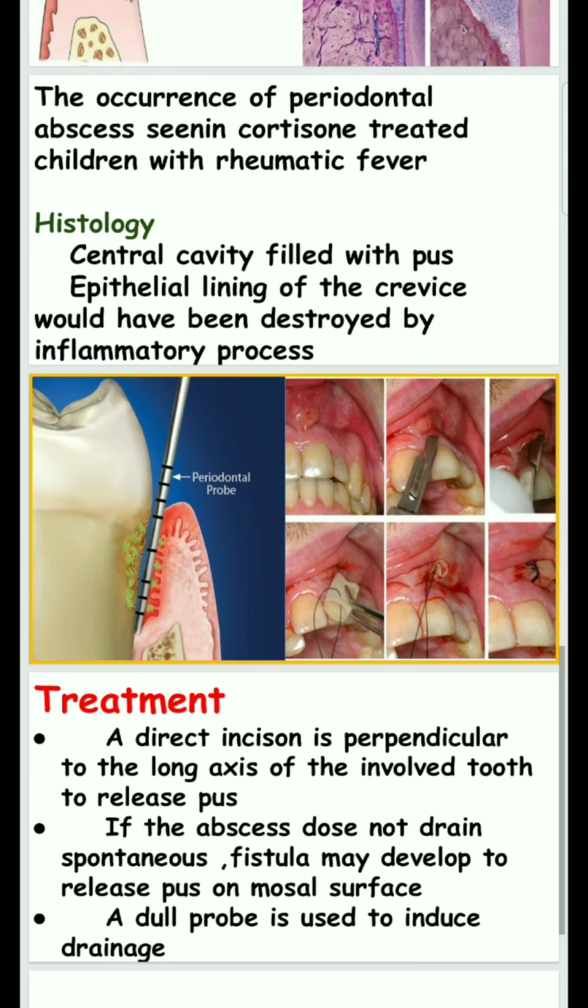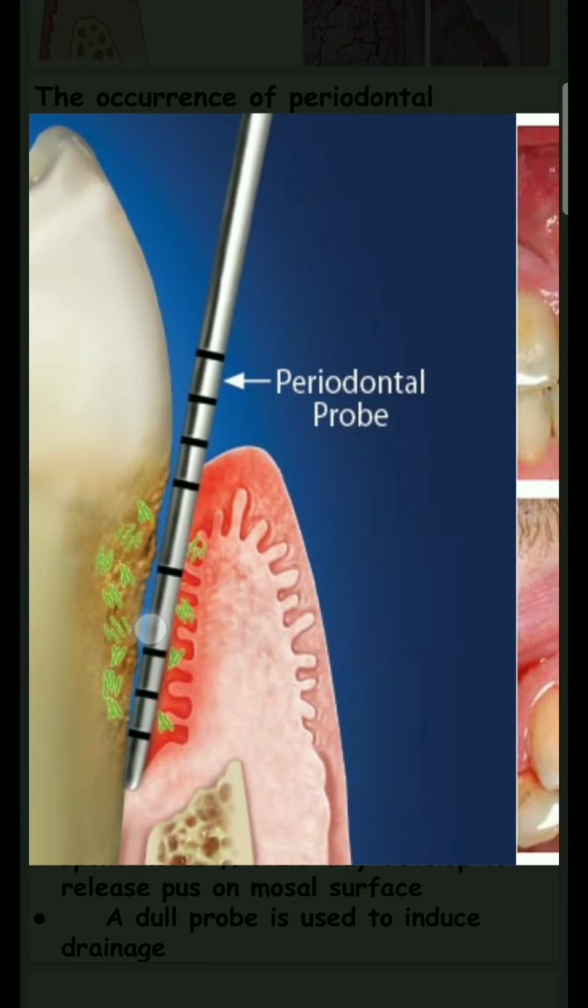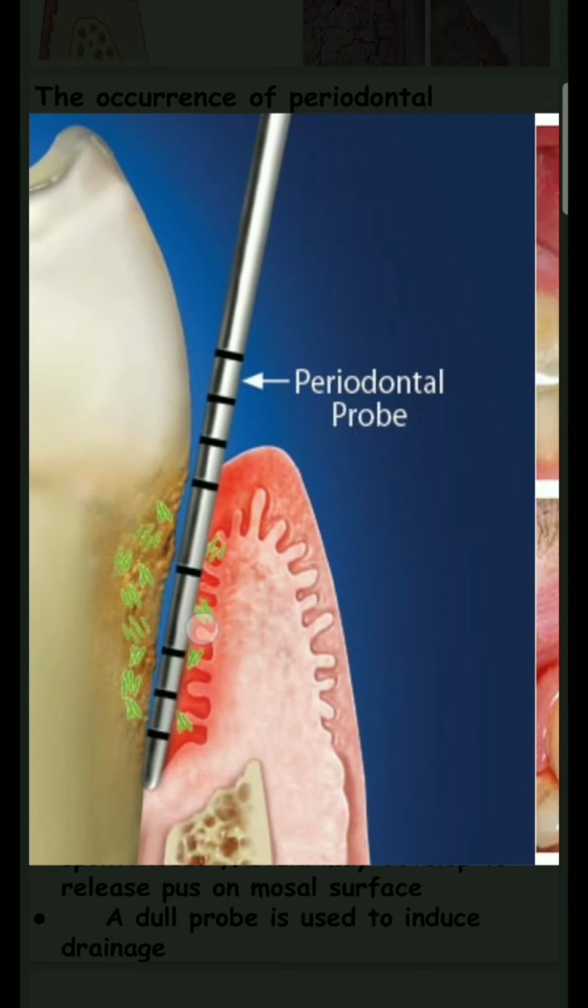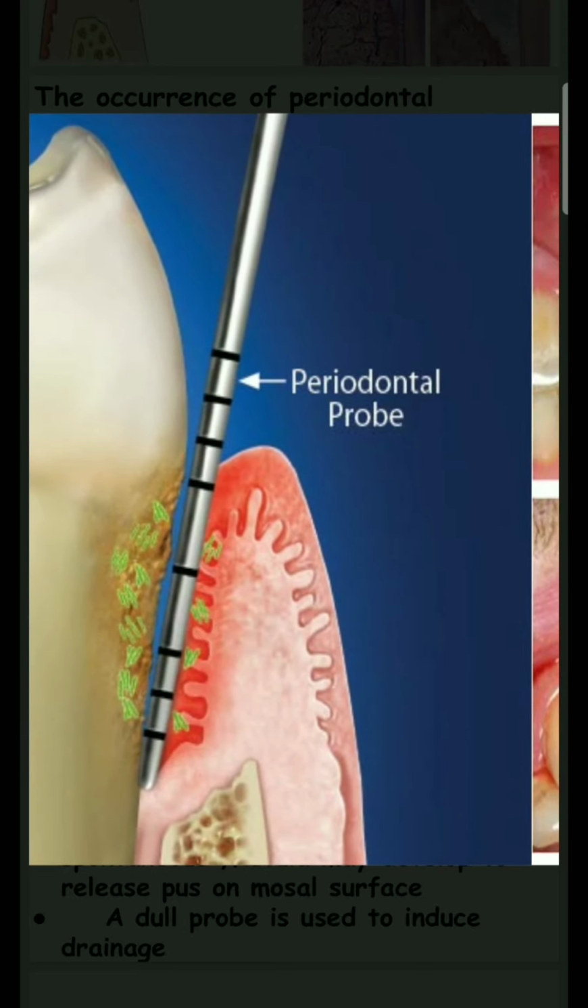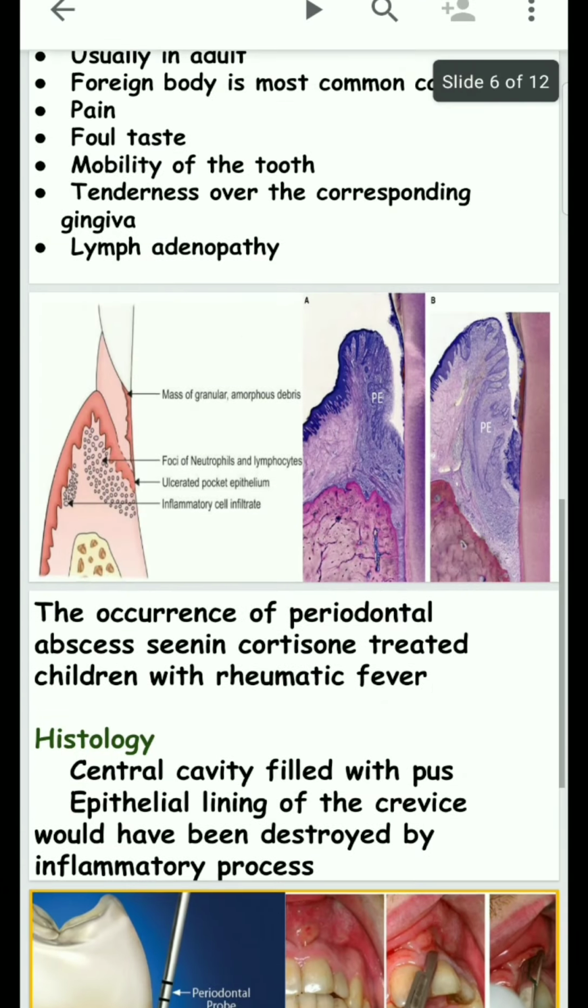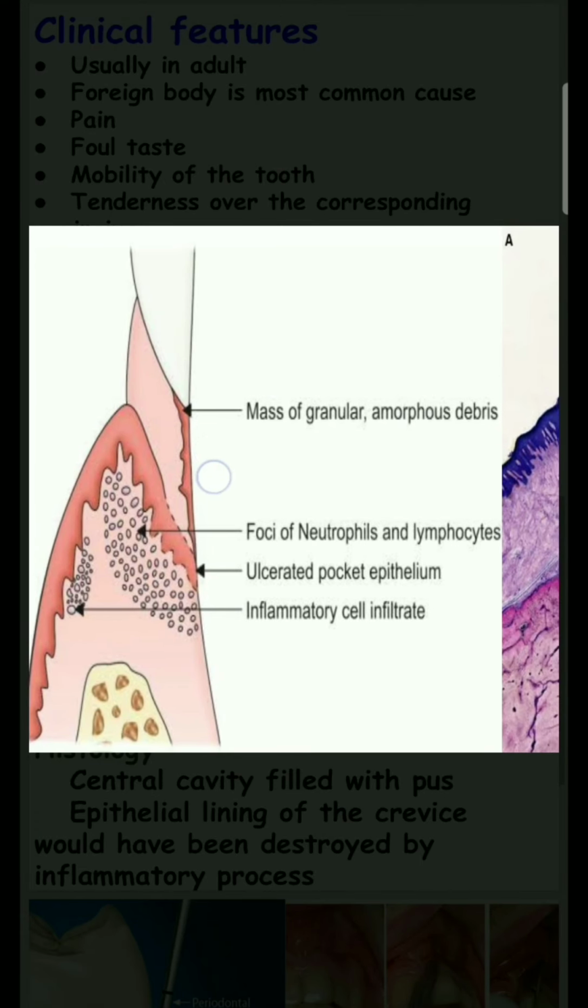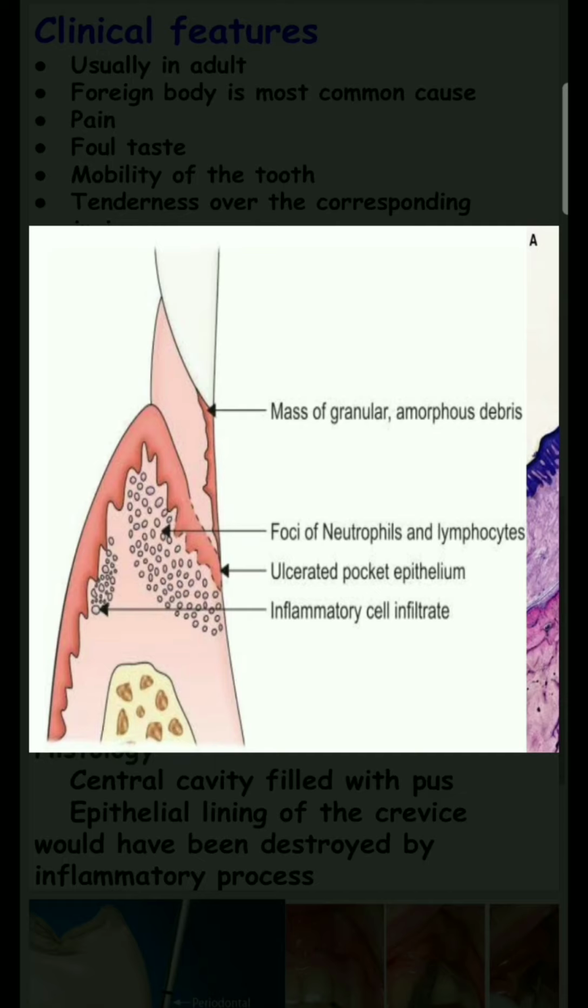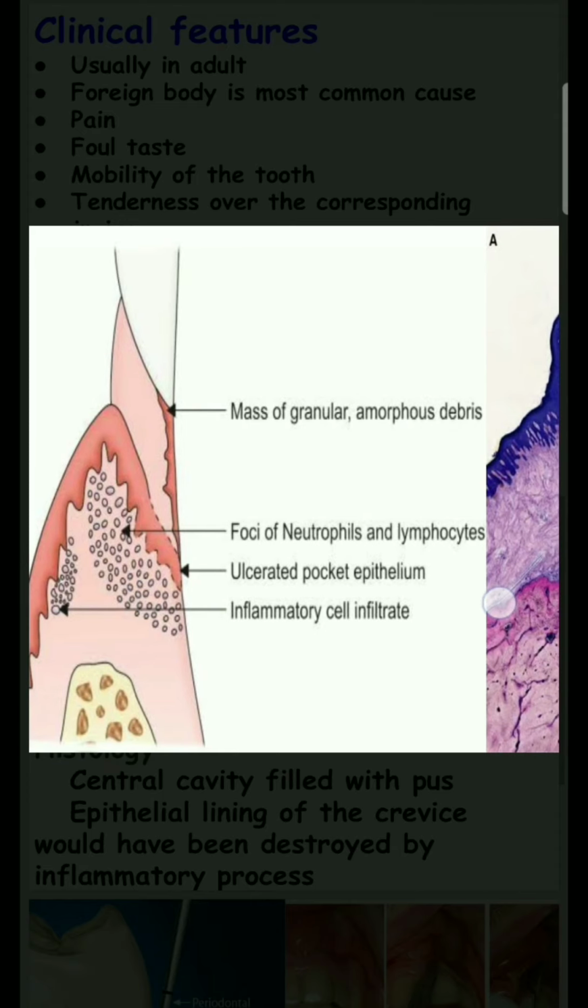In histology, the central cavity is filled with pus. At the same time, the epithelial lining of the crevice, this epithelial lining, gets ulcerated. This is the area with the periodontal abscess, the plaque area, and this area gets ulcerated. Below the ulcerated area, the formation of an inflammatory cell infiltrate will be seen.